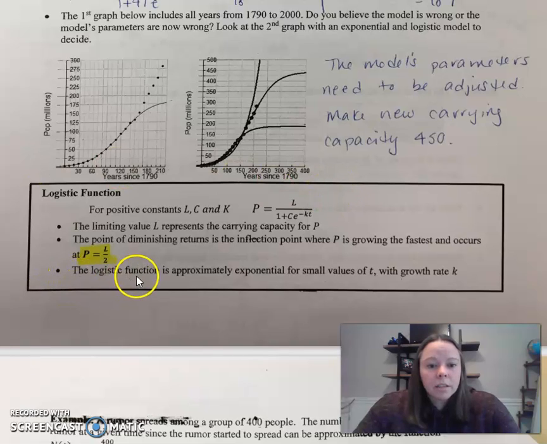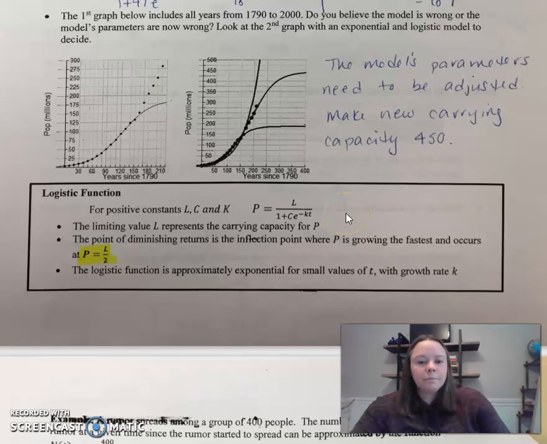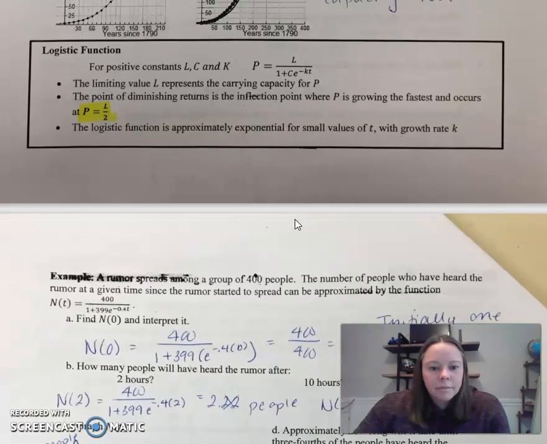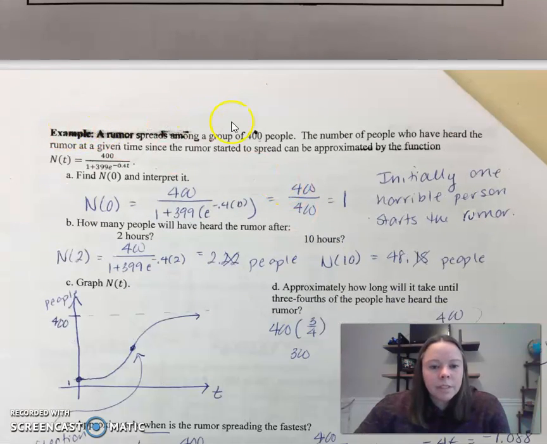All right, and then lastly, the logistic function is approximately exponential for small values of t with growth rate of k. So that k value is that exponential at the very beginning, but then it starts to level off, and that's why we have the larger logistic function. And then C represents a constant. Sometimes you'll have to solve for C in order to get your logistic function set up. Okay. Sorry, this kind of didn't copy very well.